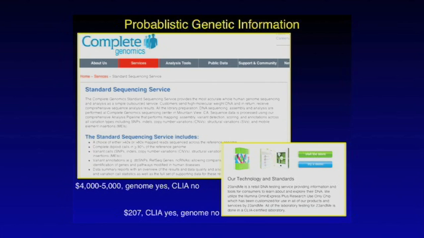You can see it's more expensive. Unfortunately, it's not CLIA rated. So to get a CLIA whole genome sequence, I don't know what the price is, but it would be very expensive. It would be, certainly more than $10,000. So right now, whole genome sequencing with CLIA rating is not really cost effective.